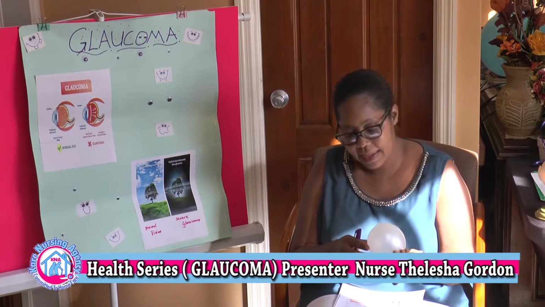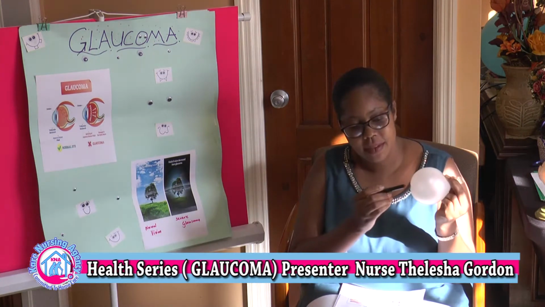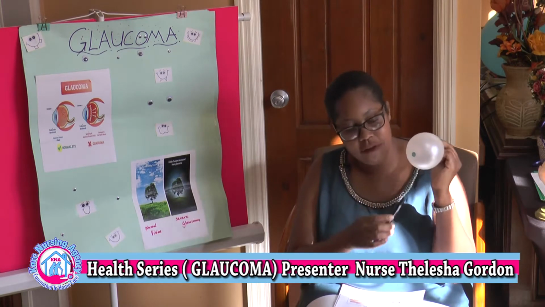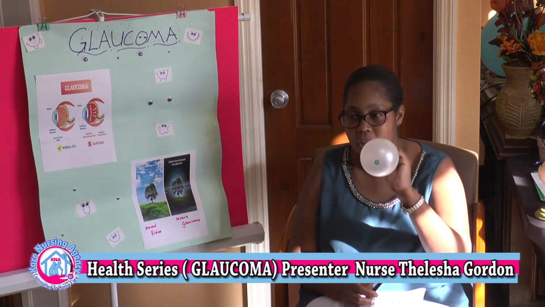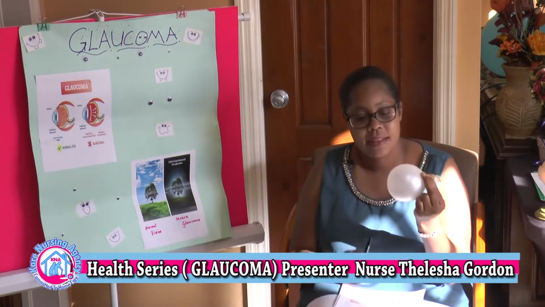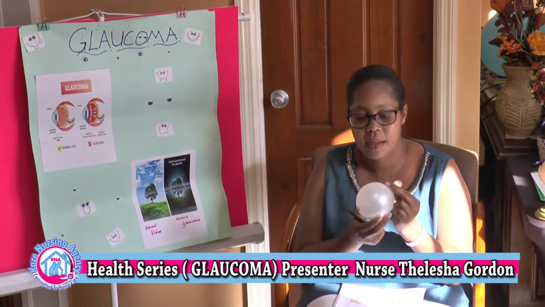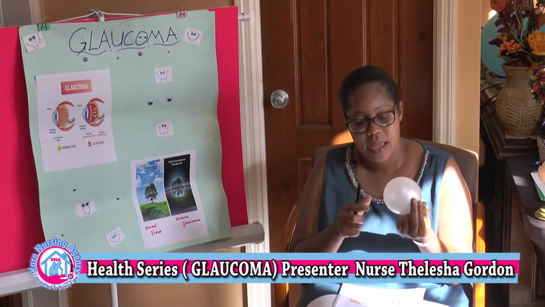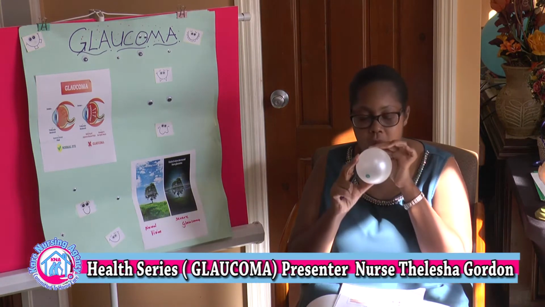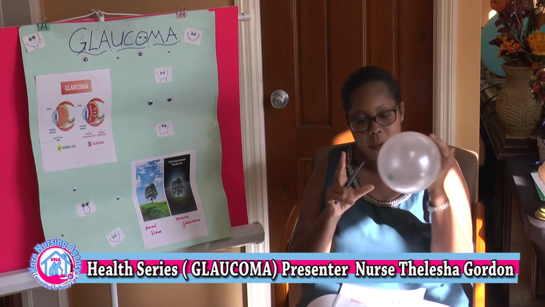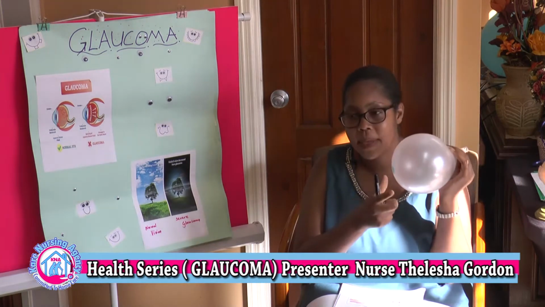Imagine this is the eye and the blue circle is the optic nerve. It is nice and round and has a good shape and color. As the pressure increases in the balloon, you will see how distorted it becomes and loses its color. You realize it becomes bigger.